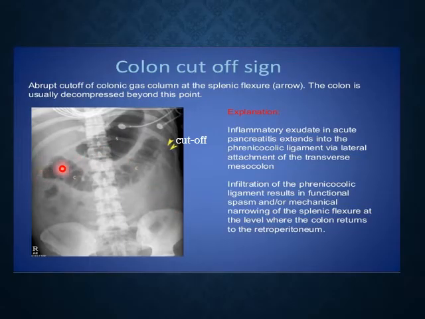This is the colon cutoff sign. It shows a localized ileus and distension of the transverse colon, due to ileus of this area from the underlying acute inflammation of the pancreas. Inflammatory exudate in pancreatitis extends into the phrenicocolic ligament, and that holds up this intraperitoneal part as a dilated loop.